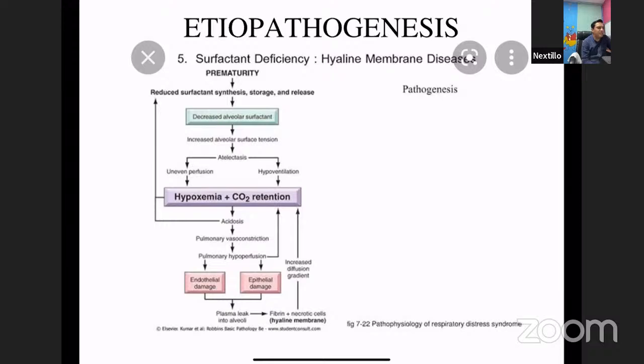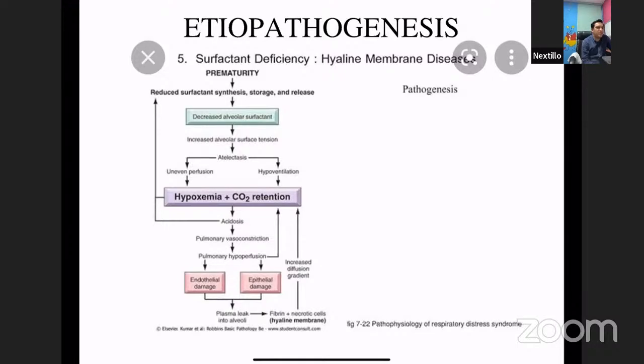So when there is acidosis, it causes pulmonary vasoconstriction, and pulmonary vasoconstriction further causes pulmonary hypoperfusion. This pulmonary hypoperfusion causes endothelial and epithelial damage inside the alveoli, leading to plasma leak into the alveoli, causing fibrin and necrotic cell deposition, which leads to hyaline membrane formation, and so it is also known as hyaline membrane disease. It is very important: what is the composition of the hyaline membrane? It is composed of fibrin and necrotic cells.